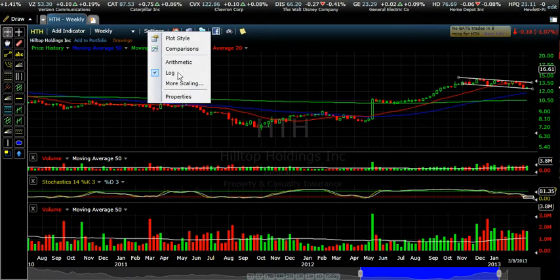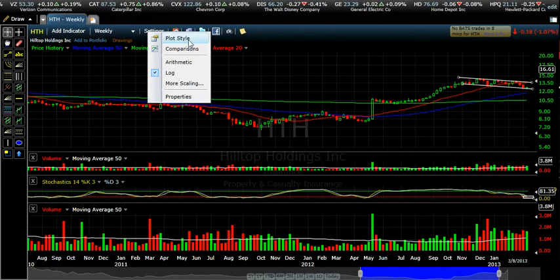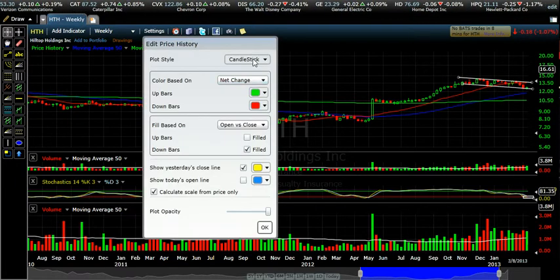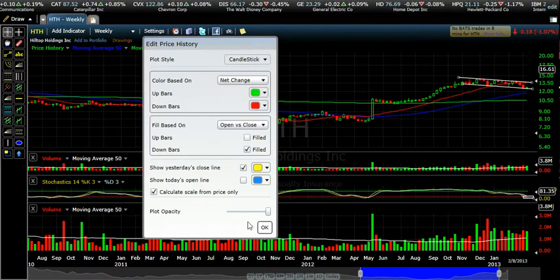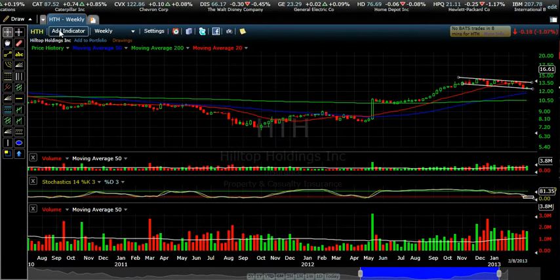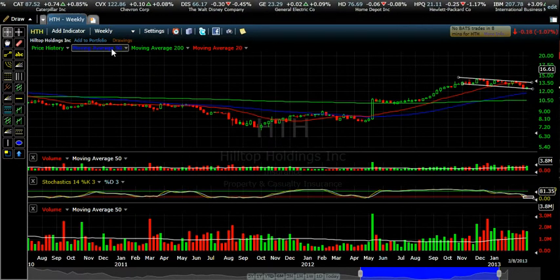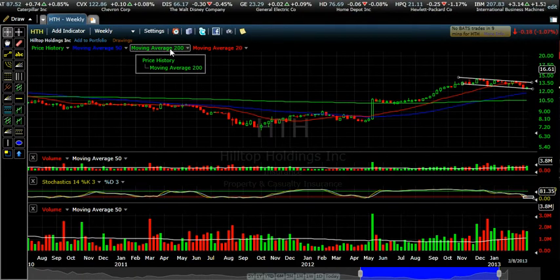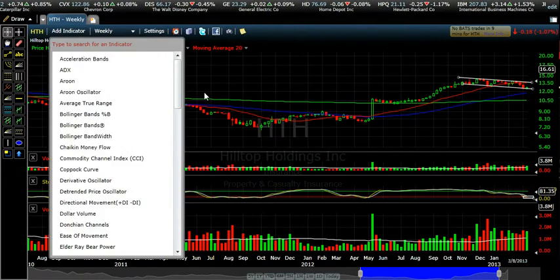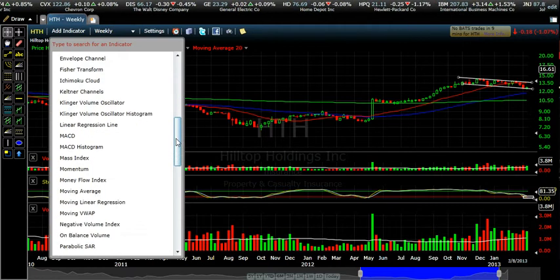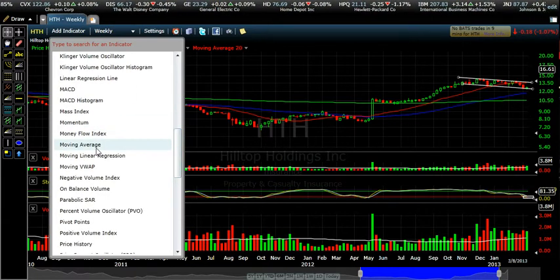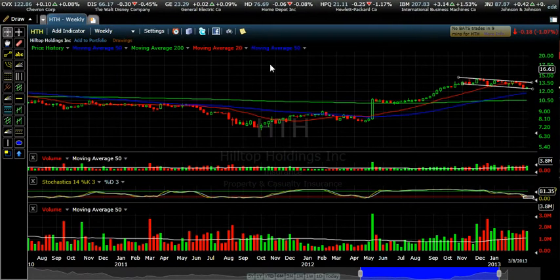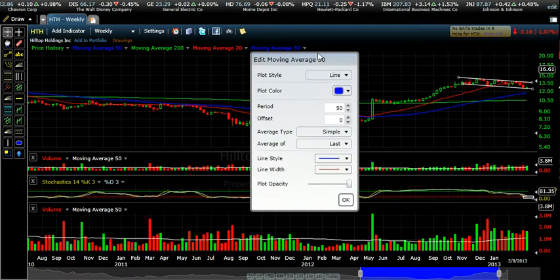So then I go to settings, I click plot style, I use the candlestick, and then I add my indicators, the 20, 50, and 200 day moving average. And I do that simply by clicking add indicator. I go to moving average, I add it to the price history, and you just edit it to whatever you want.